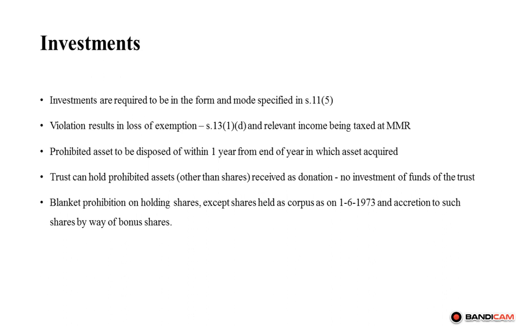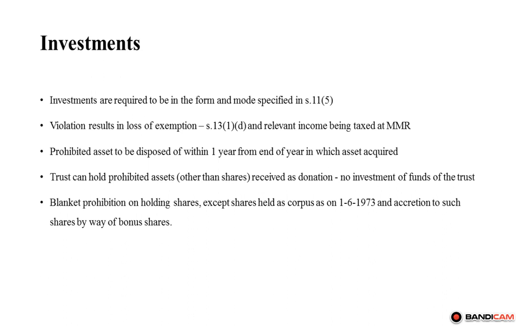It means the charitable trust cannot get the exemption from the income, or the income cannot be exempted, if the trust violates section 11 subsection 5. Okay, then prohibited assets to be disposed of within 1 year from the end of the year in which the asset is acquired. Disposed means to sell out or scrap that type of assets within 1 year.